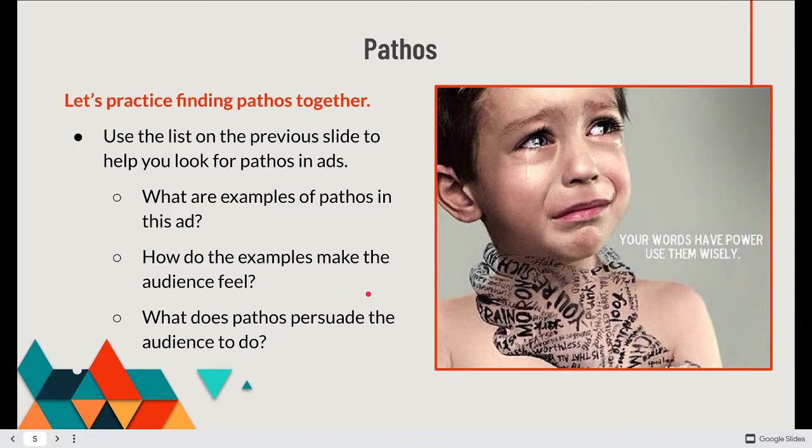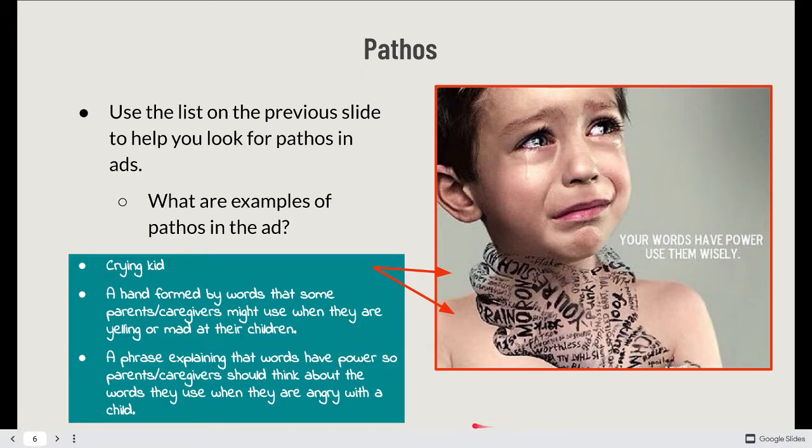How do the examples make the audience feel? So the things that really trigger those feelings in you when you're looking at this image, how does that make the audience feel? Think about the audience of this picture. And then lastly, what does pathos persuade the audience to do? So here are ways we can answer this. For the first question, what are examples of pathos in this ad? Well, we obviously see the crying child, right?